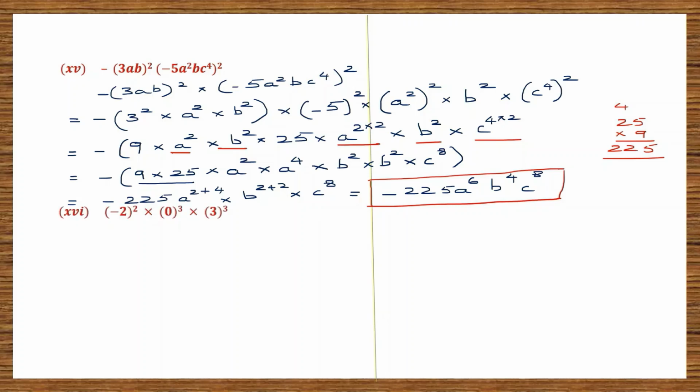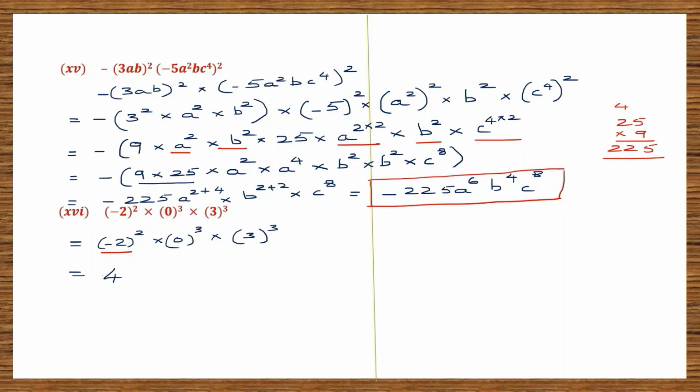The next one, question 16 here, let's write it. Minus 2 the whole square into 0 raised to the power of 3 into 3 raised to the power of 3. So let's multiply this. Now here we have minus 2 raised to the power of 2. That means minus 2 into minus 2. Minus into minus is plus, 2 2s are 4.